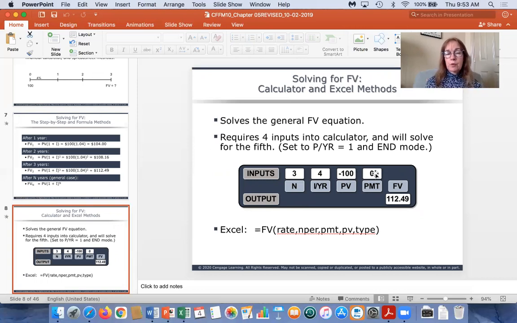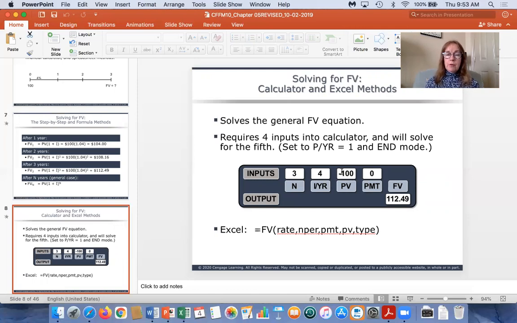And the first thing you want to do on your calculator is clear it. So hit second and then clear work, the second button and then clear work. You hit second up here and then clear work down here. Right. So you're going to put in 3 for N. That's 3 years. 4 is the interest rate. Payment is 0.